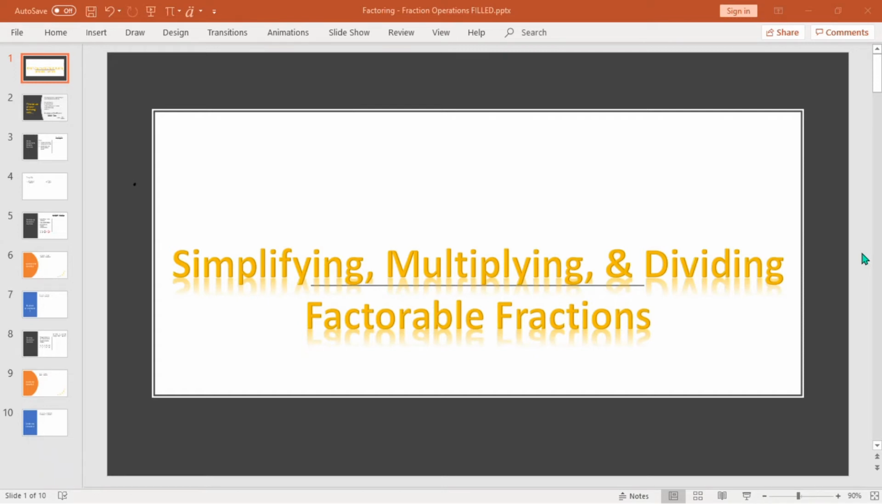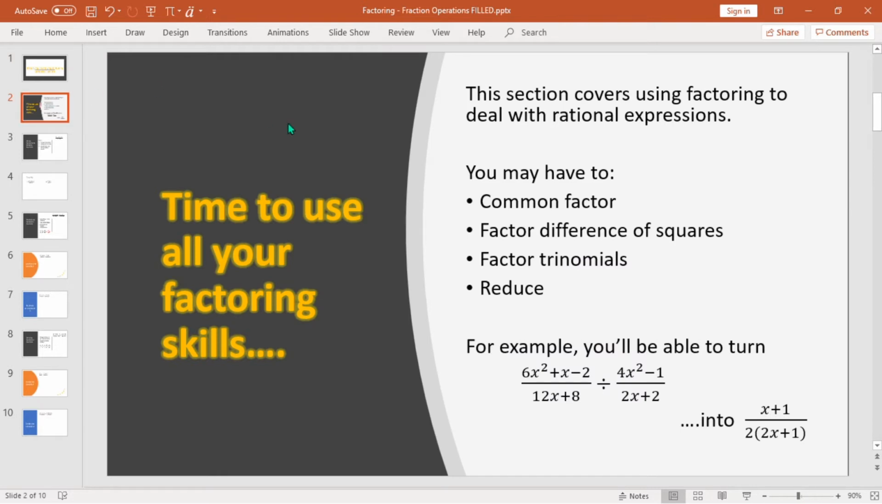Now that we've covered all the different ways we're going to factor polynomials, let's throw them into fractions and see what we can do there. So when we talk about algebraic fractions, we're talking about rational expressions. I'm using those terms interchangeably.